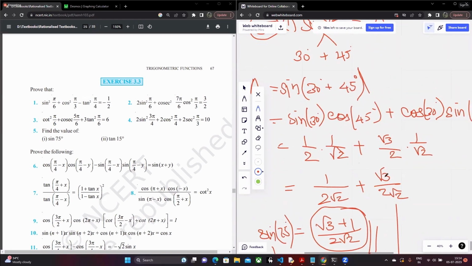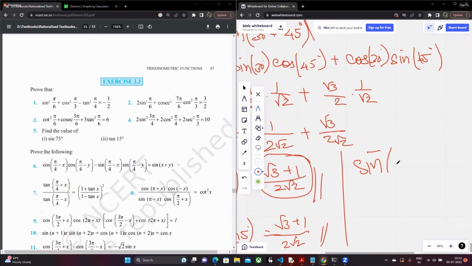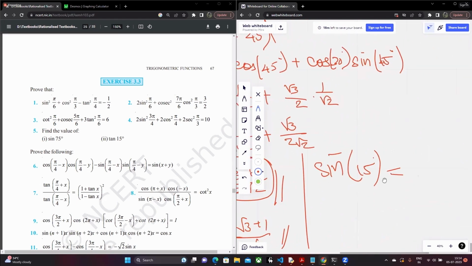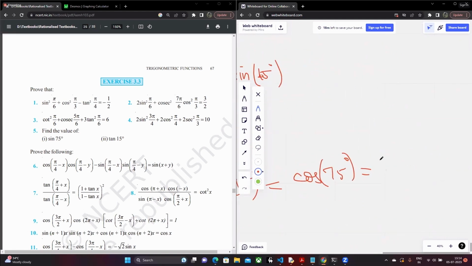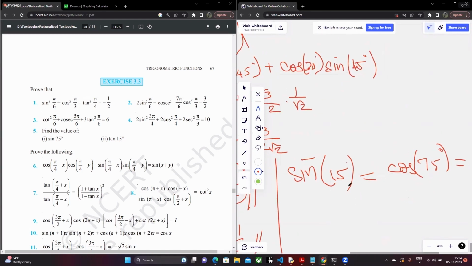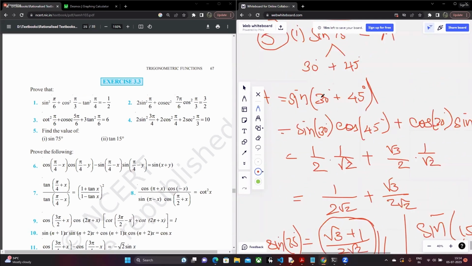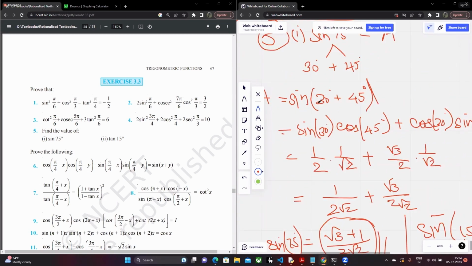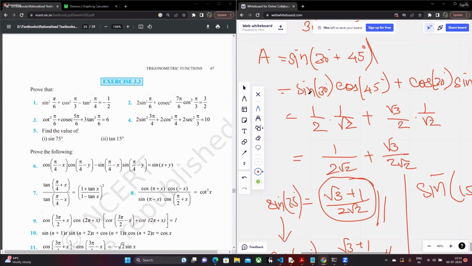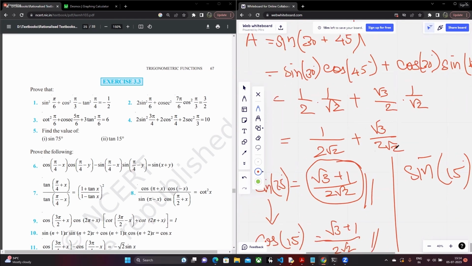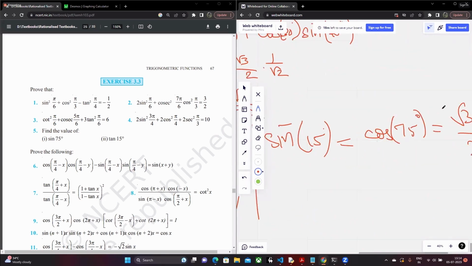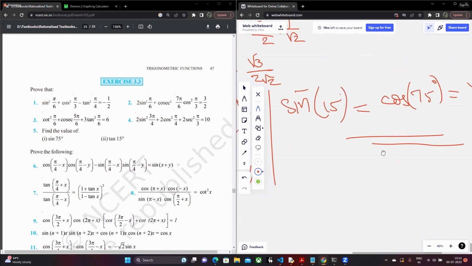Similarly, since this is 30 plus 45, what if you take 45 minus 30? That means sine of 15 degrees is going to be equal to cos of 75 degrees, which is root 3 minus 1 divided by 2 root 2. Because the only place where you change for 15 degrees and 75 degrees is this plus. For 15 degrees, you'll do a minus 30, which means you will get a minus sign over here. But since cos of minus theta is also cos theta, this is going to be a plus. So you will basically get root 3 by 2 root 2 minus 1 by 2 root 2, which is root 3 minus 1 by 2 root 2. This is just extra information.